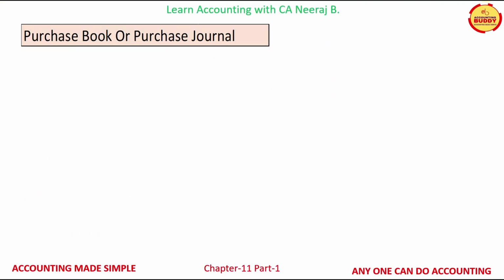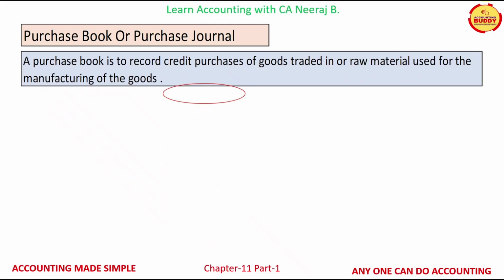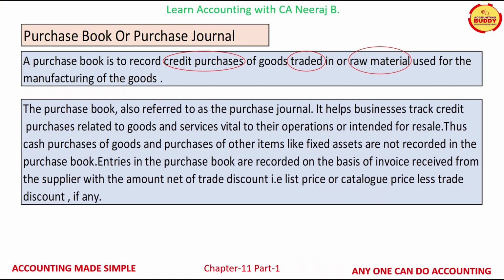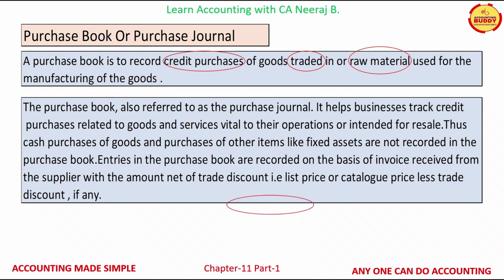Let us learn more about purchase book or purchase journal. A purchase book is to record credit purchases of goods traded in or raw material used for manufacturing of the goods. The purchase book is also referred to as the purchase journal. It helps businesses track credit purchases related to goods and services vital to their operations or intended for resale. Thus, the cash purchases of goods and purchases of other items like fixed assets are not recorded in the purchase book.